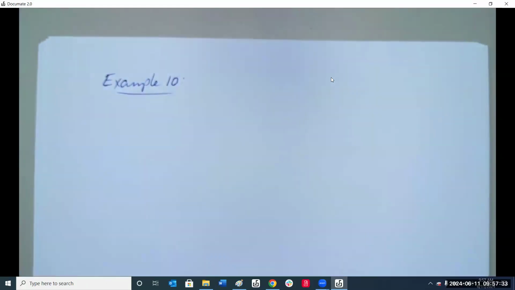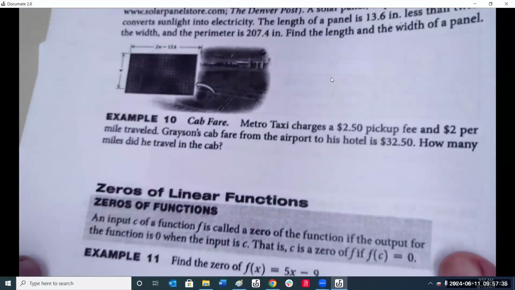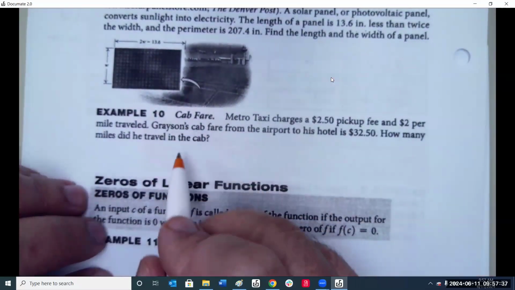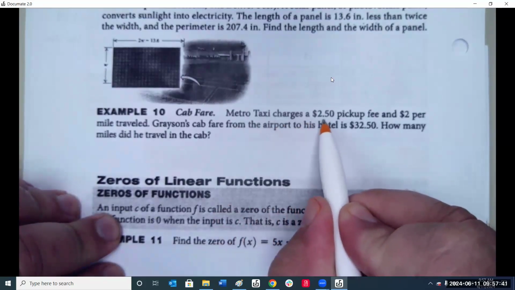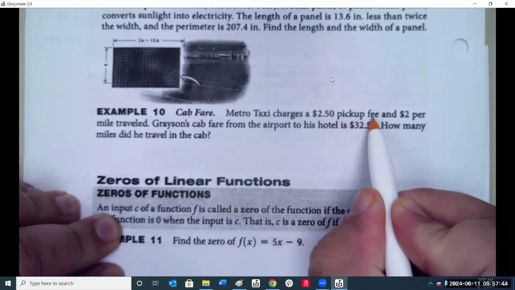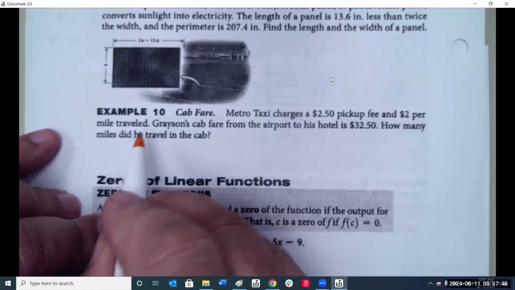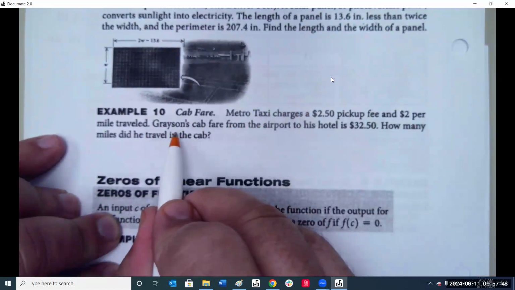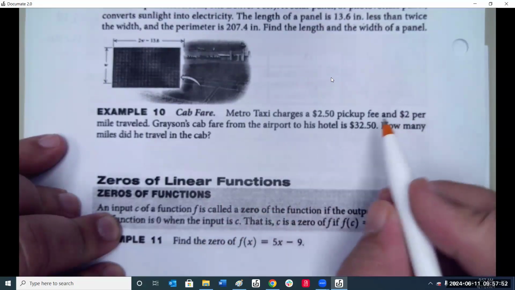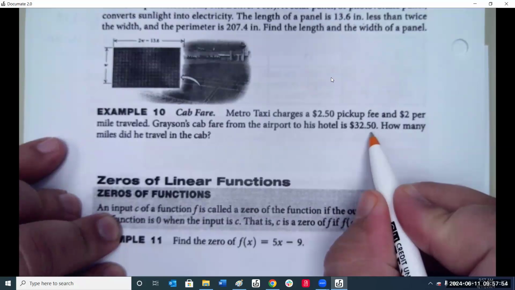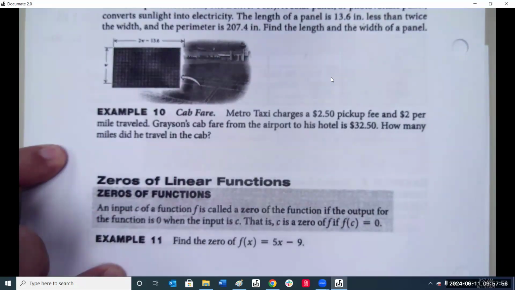Example 10. Cab fare. Metro Taxi charges $2.50 pickup fee and $2 per mile traveled. Grayson's cab fare from the airport to his hotel is $32.50. How many miles did he travel?